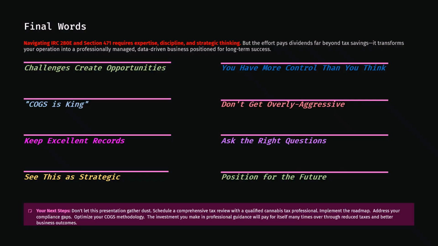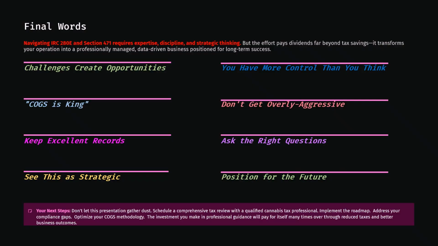See compliance as strategic, not just defensive. The financial infrastructure you build for tax compliance enables better decision making across every aspect of your business. And just do realize that you have more control over your tax outcome than you might believe, but you must know what you're doing. Expertise and proper guidance make the difference between overpaying and optimizing.